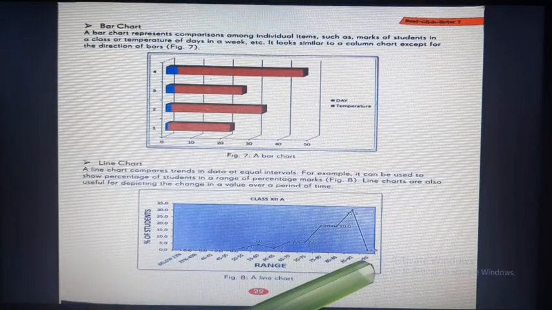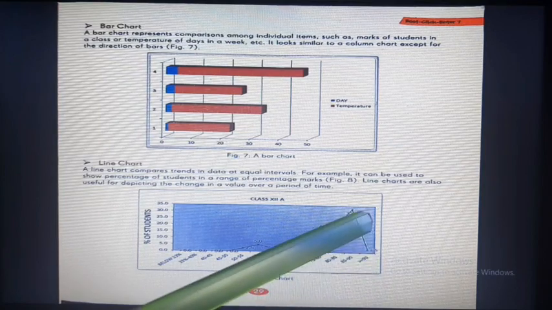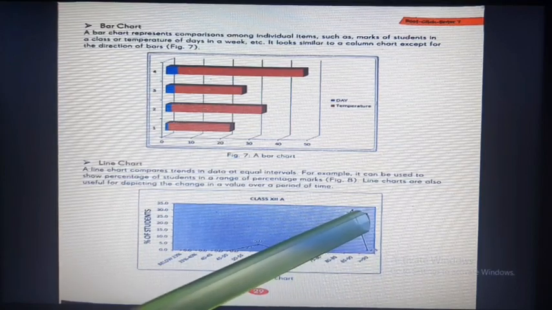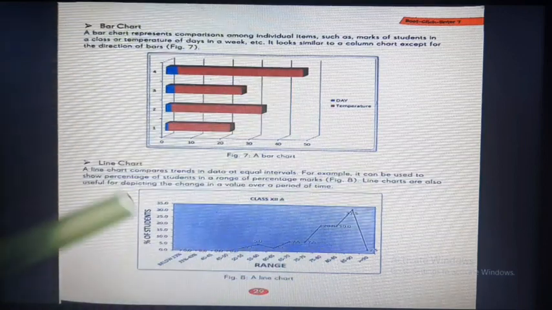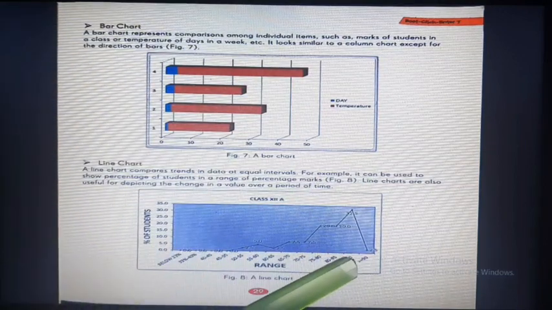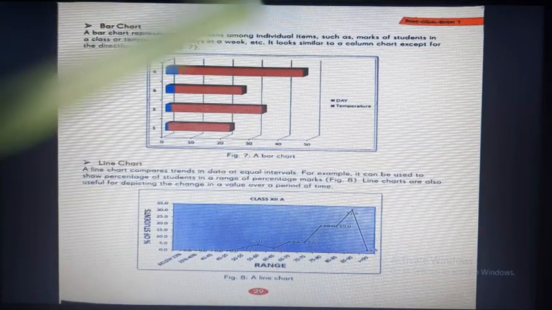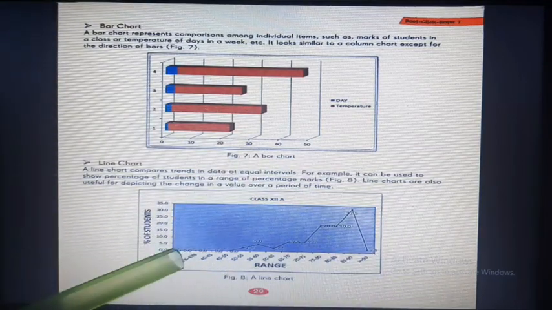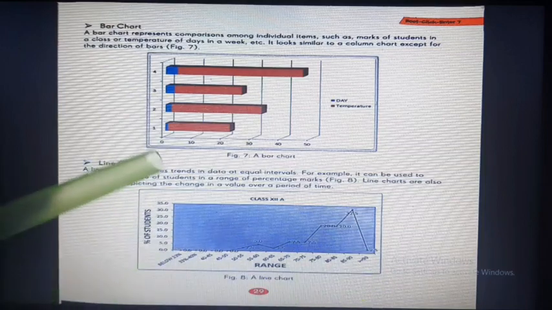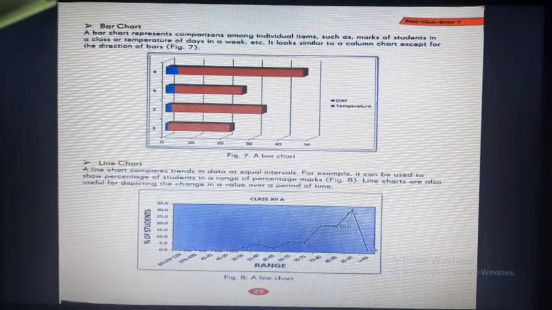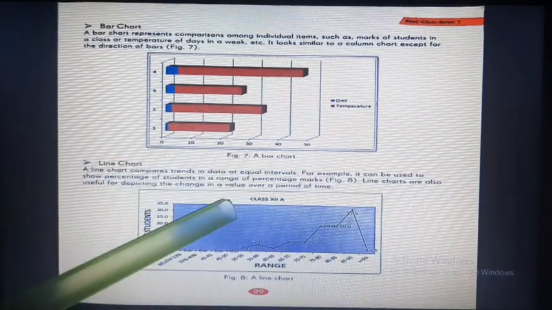Number of students 85 to 90 percentage. 32.5% students score 85 to 90% of marks. Similarly, it is the same with your mobile data.